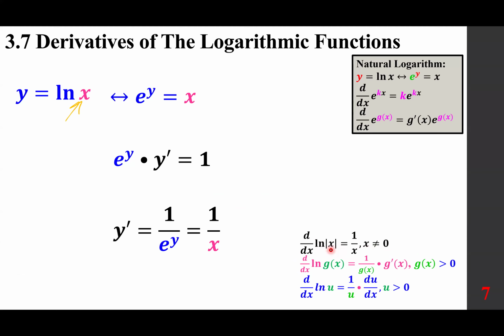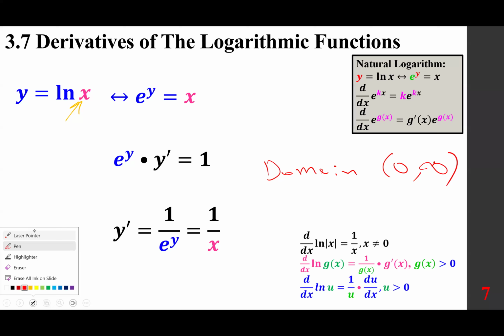X can't be 0. I want to explain the absolute value. Remember, for a natural log, the domain is 0 to infinity. So you have to pay attention to that. But if we put absolute value, we don't have to worry about it. Needless to say, x can't be 0.